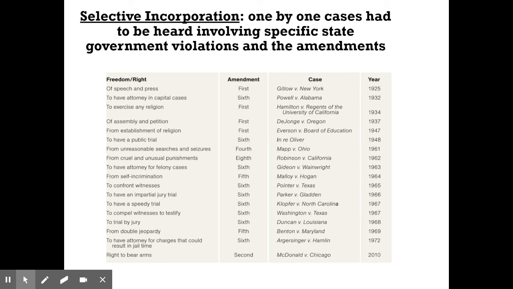So again, in summary, the original interpretation of the Constitution or the Bill of Rights was that only the national government really had to follow those guidelines. But because of the 14th Amendment's due process clause, and the process of selective incorporation, we've now begun to make the state governments follow each little bit and piece of the Bill of Rights as well.